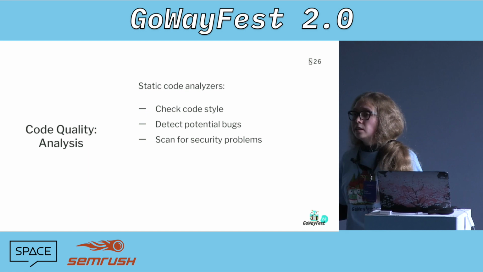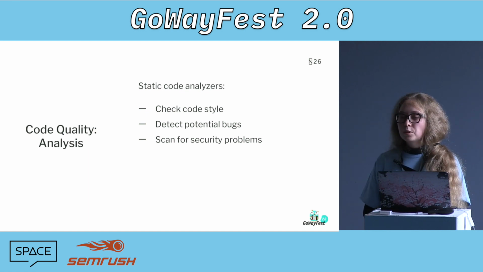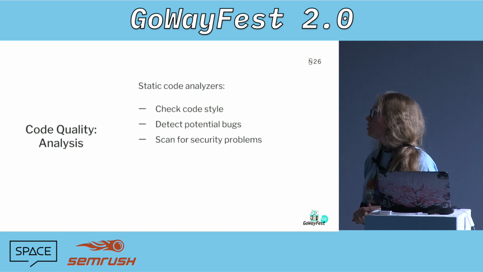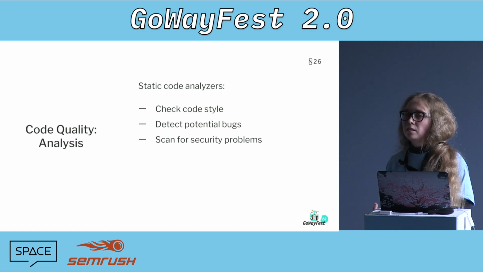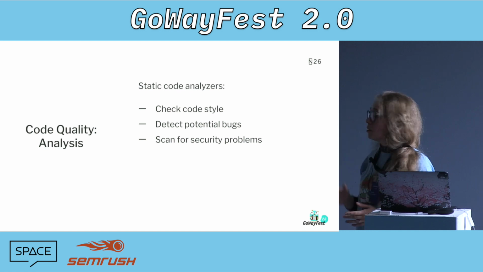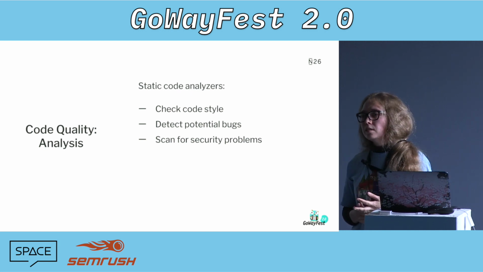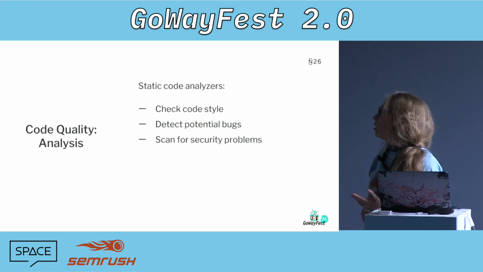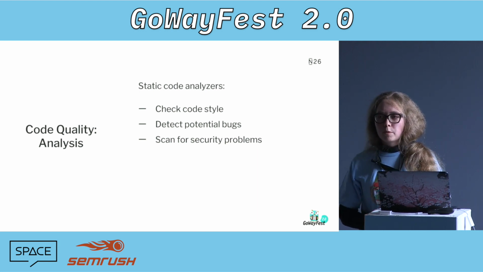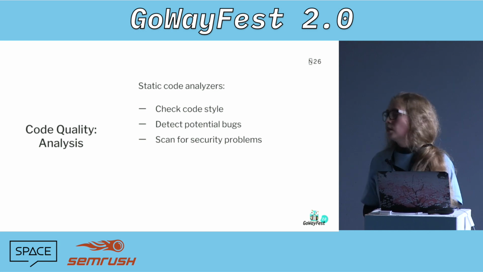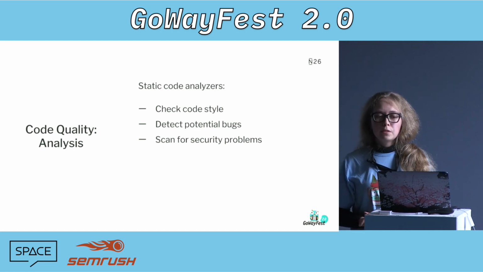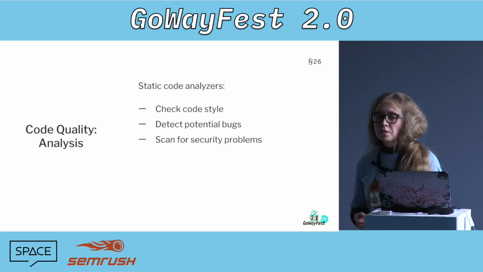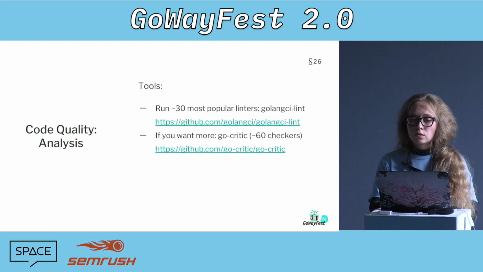OK, so is there any other way to check code before we run it in production? Yes, we can run static code analyzers. And there are three main possibilities. First of all, we can check code against its style. Secondly, we can detect potential bugs, for example, shadowing. And third, and a very important thing, we can scan our packages for security problems. We can know if we're secure enough or not.